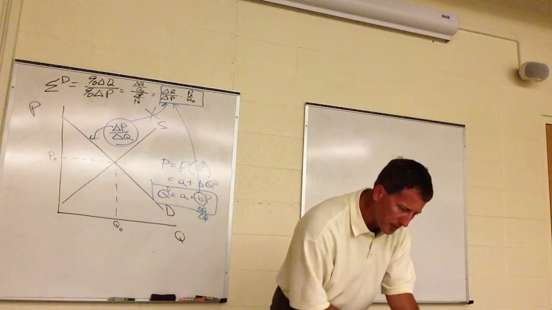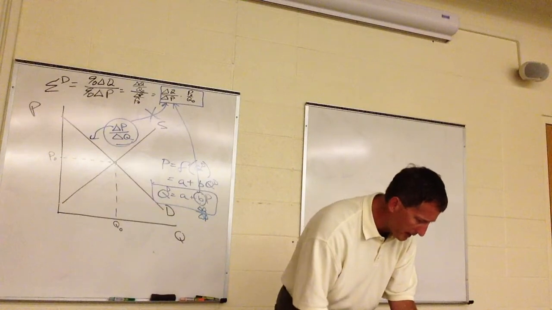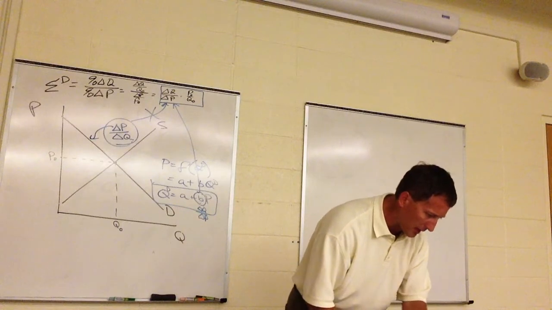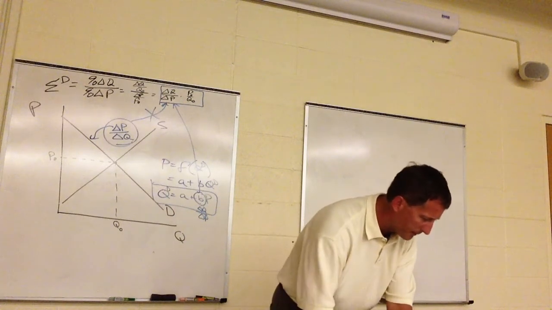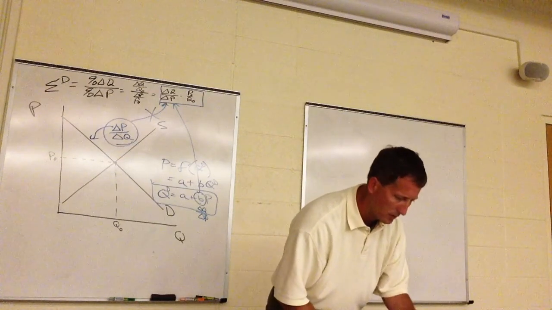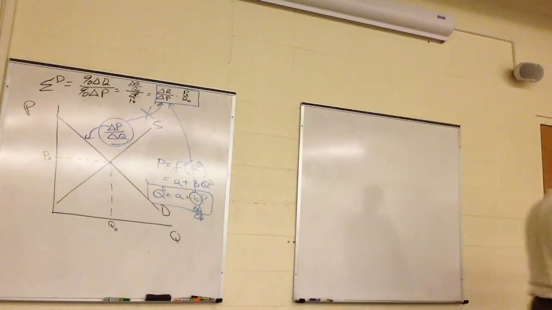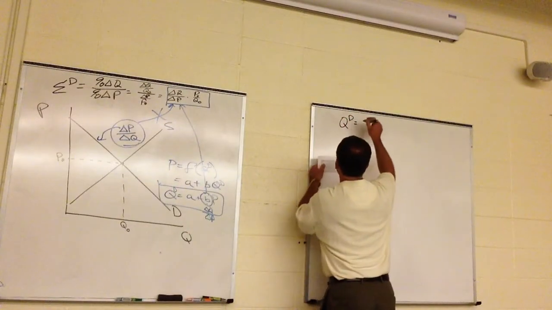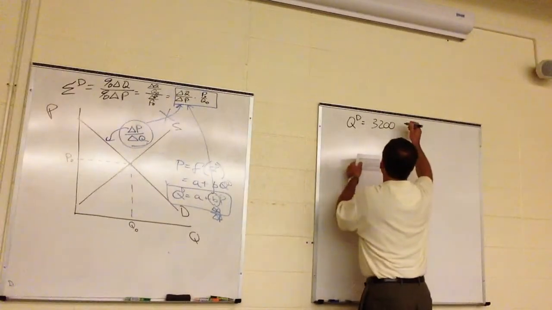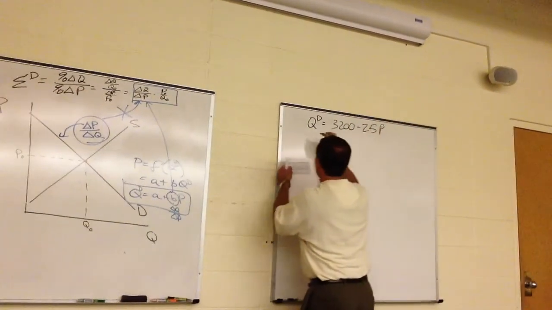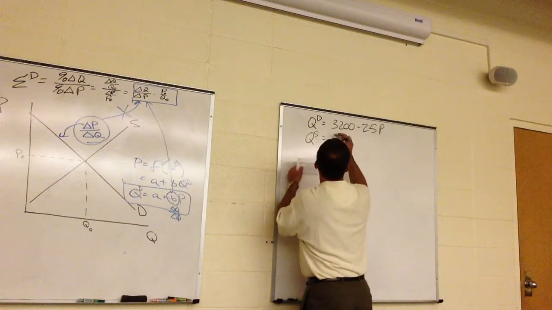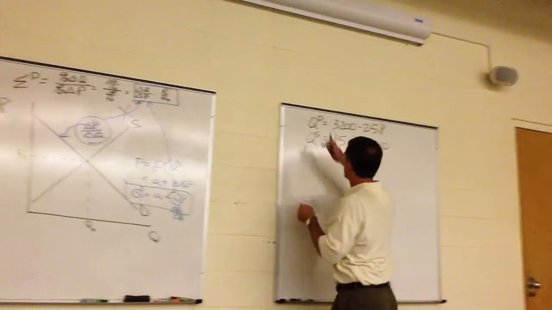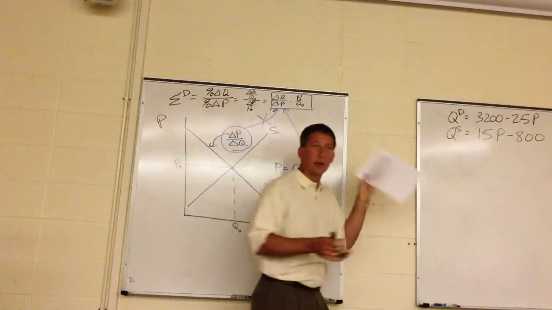So we did the consumer surplus one with that demand and supply. We're going to do the local tire market one first. This is the one that has a local tire market with a demand function 3,200 minus 25p and a quantity supplied equal to 15p minus 800. So there's your supply function, your demand function. Does everybody find that handout?